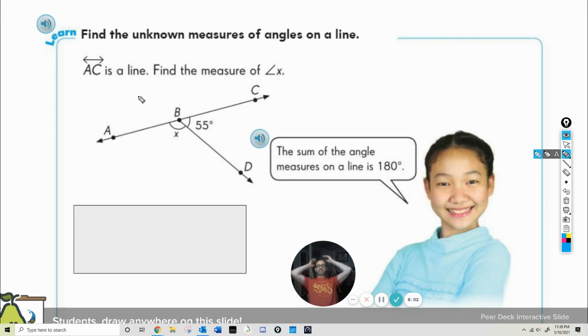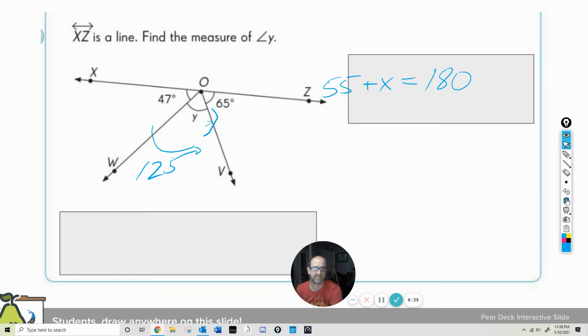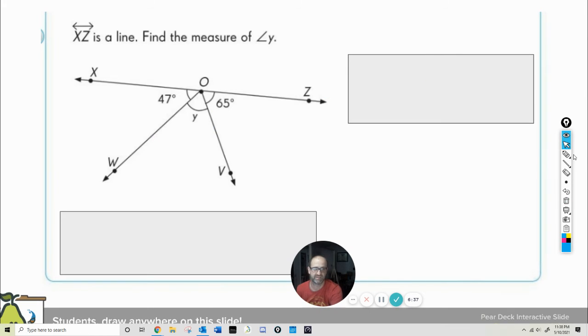Okay, here you go. Logic, puzzles. AC is a line. Find the measure of angle X. Well, if this is a line, this plus this is going to equal what? 180. How do you find X? 180 minus 55, and this should be 125 degrees. Okay? Here we go. This is the lesson. Same thing right here, except you have two different measures. You know this, you know this, you don't know this, but you know.